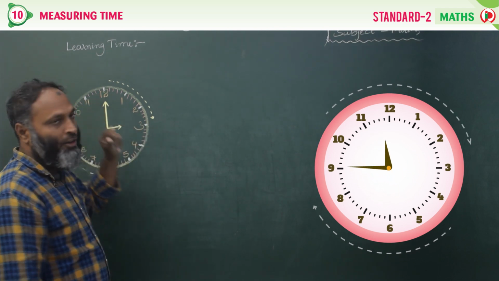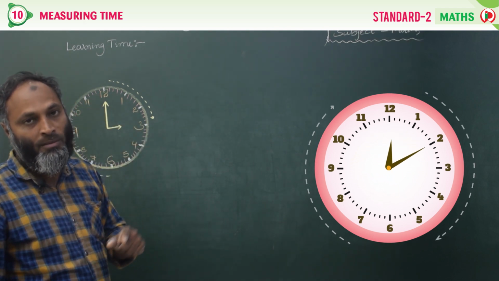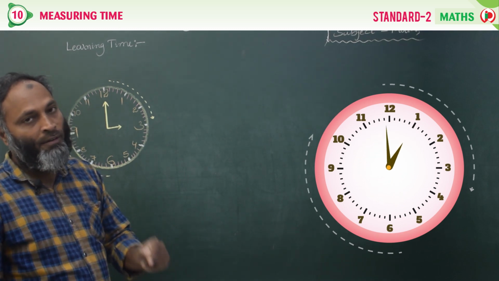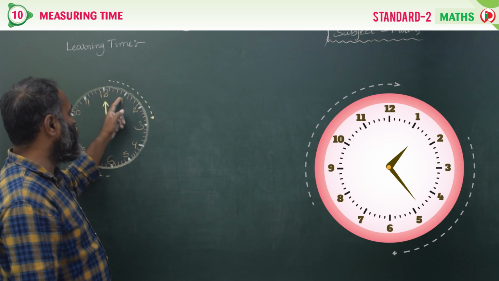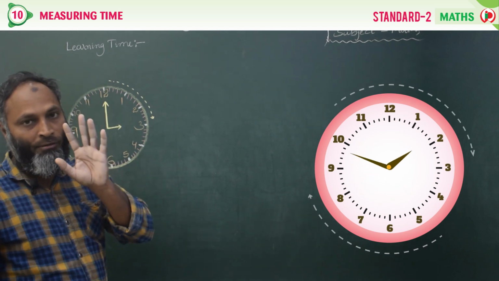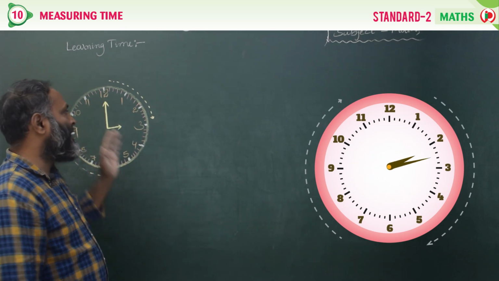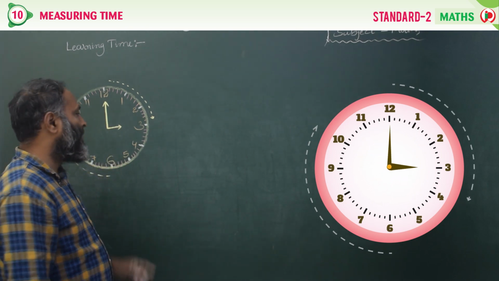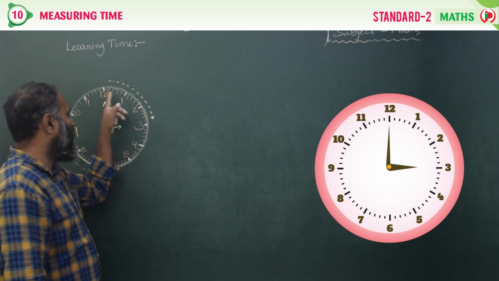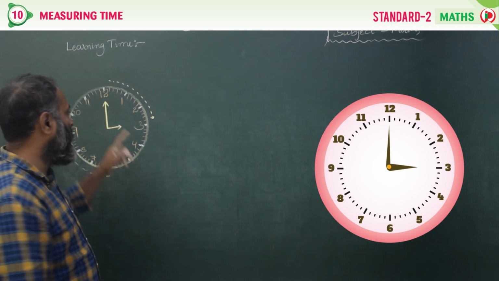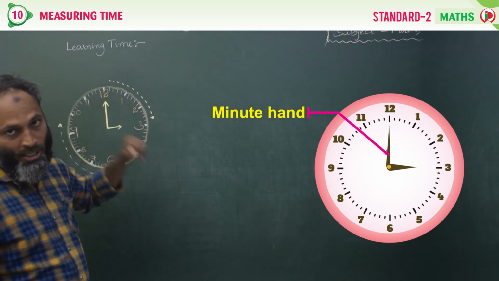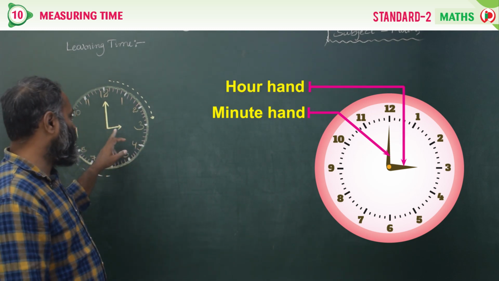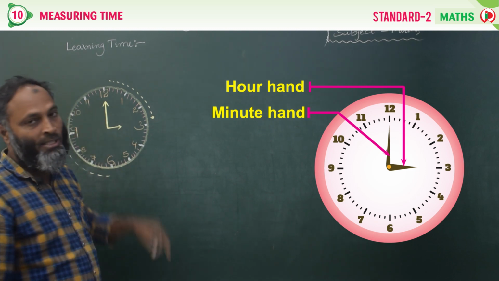How many numerals do we have? 12 numerals. That is why we multiply 12 into 5. 12 fives are 60. On each and every consecutive numeral we have 5 minutes. These small lines represent minutes. This longer hand is the minute hand and the smaller hand is the hours hand. One represents hours and the other represents minutes.